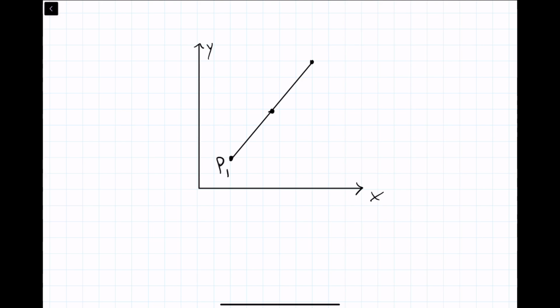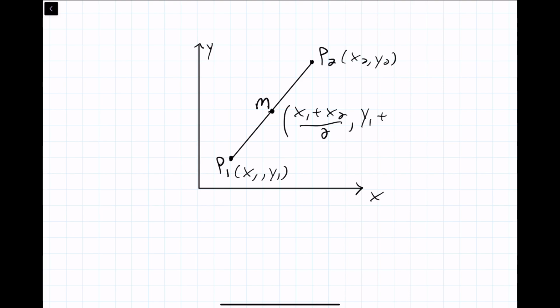Let's say this first point is P1, this is P2, with coordinates x1, y1, x2, y2. The center, which is the midpoint, will have the formula (x1 plus x2) over 2. And the second coordinate will be (y1 plus y2) over 2.